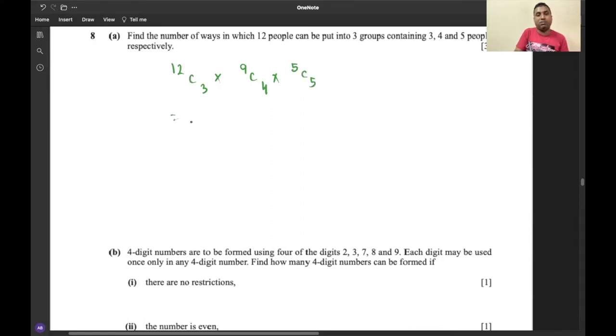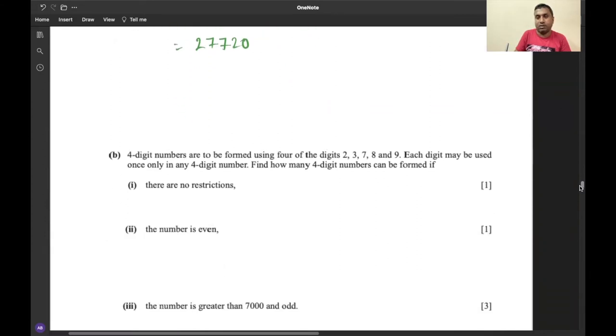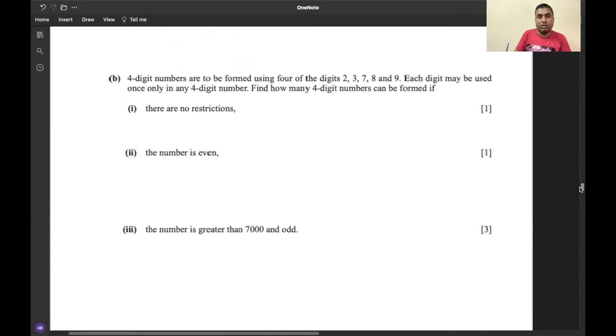Now let me simplify all this. We have 12C3, that is 220, and 9C4 is 126, then 1. If you multiply all this, you get 27720. So I think this is quite easy to solve. You can use calculators to find the result. Now let's see part B.